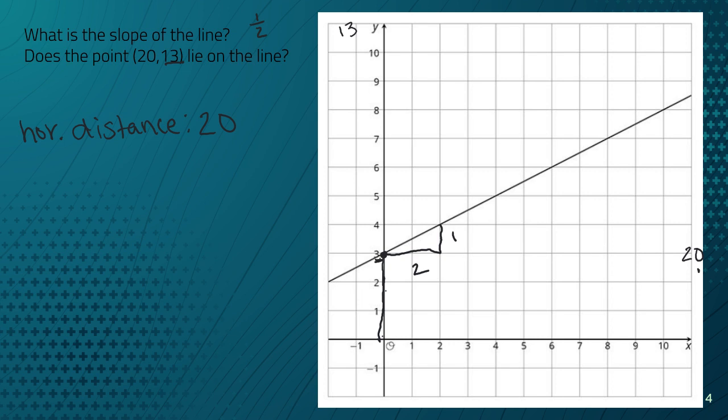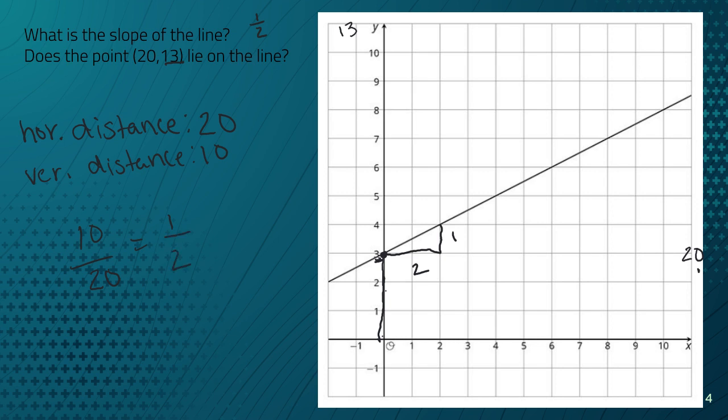So what is the distance between 3 and 13? 10. So my vertical distance is 10. So what would the slope of this line be? It would be 10 over 20 because it's my vertical distance over my horizontal distance.